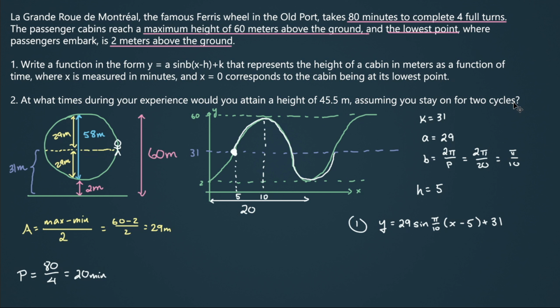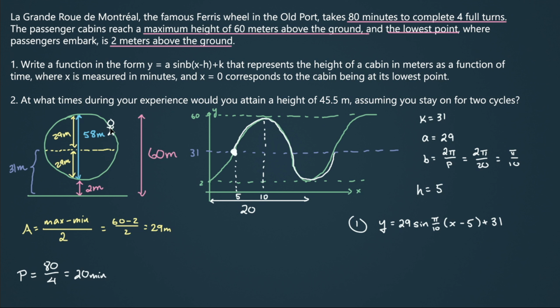Now, question 2 is asking, at what times during your experience you would attain a height of 45.5 meters, assuming you stay on for 2 cycles. So 45.5, that's around here, right? It's above your midline. So let's, for example, once again, picture we're this guy, and we're starting down here, and we ride up here, and we reach that height, okay?